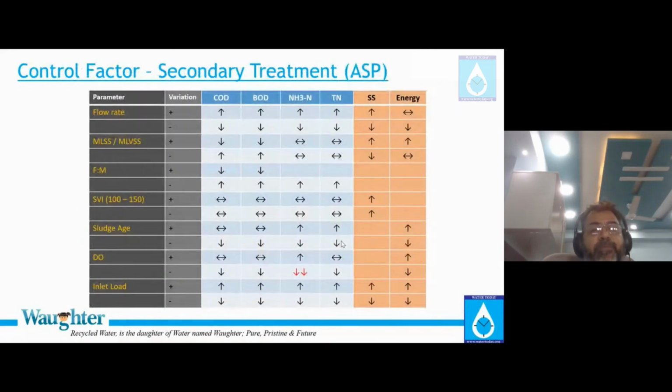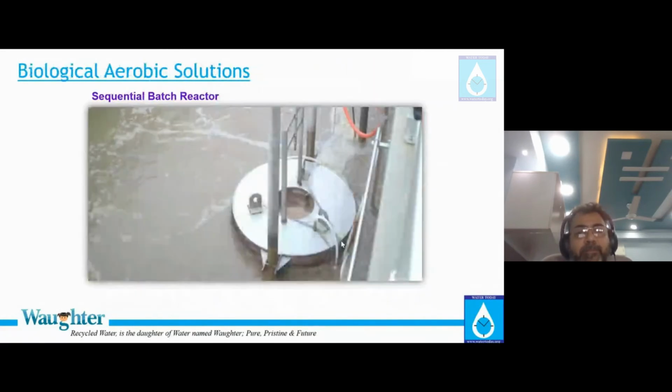Sludge quality is important. So for the control factors in the secondary clarifier, which is the activated sludge process, there are so many control factors required for secondary treatment: flow rate, MLSS to MLVSS ratio, F/M, SVI, sludge DO, and inlet load. You can see the impact of each plus or minus on COD, BOD, ammonia, TN, TSS, and energy. If I have to plot this into a three-dimensional matrix, can I offer 10 or 15 thumb rules? The answer is no. When we go to the performance monitoring module, you'll understand what kind of structured modules are required for us to manage these plus and minus variations properly.